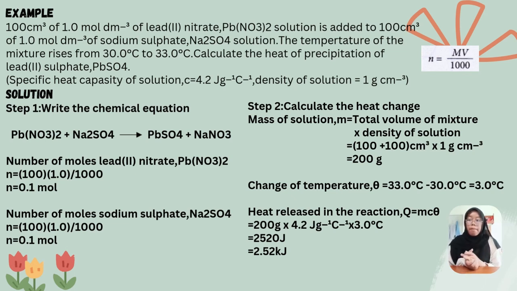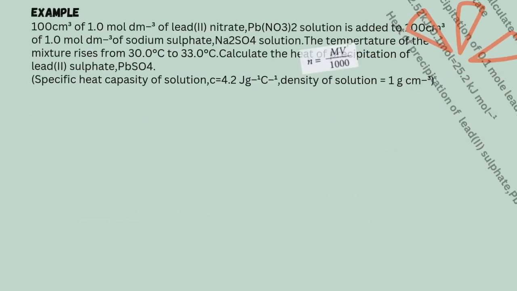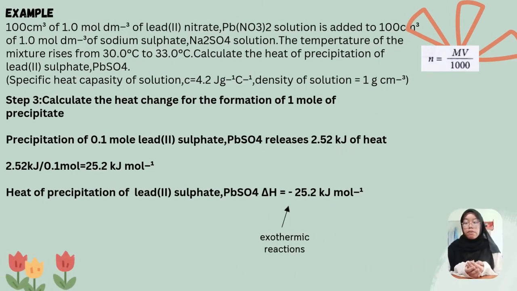After we got the mass and the change of temperature, we can use the formula Q equals mcθ to find the heat released in this reaction. After calculating, we got the heat released in this reaction is 2520 joule, and converting it to kilojoule, we got 2.52 kilojoule. Last step, calculate the heat change for the formation of 1 mole of precipitate.